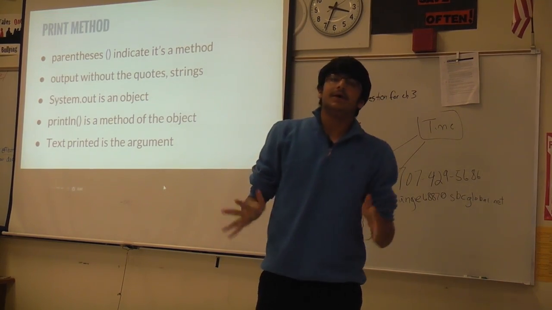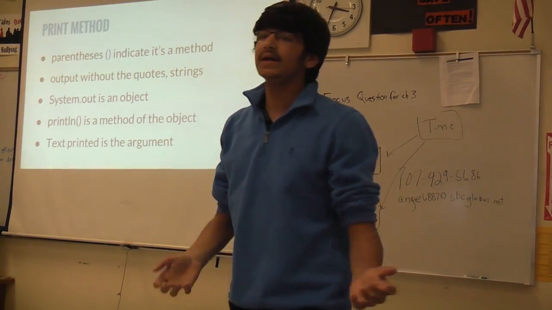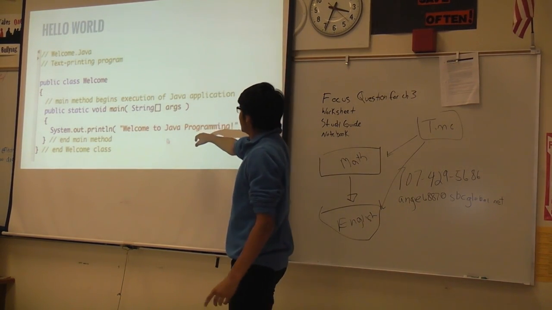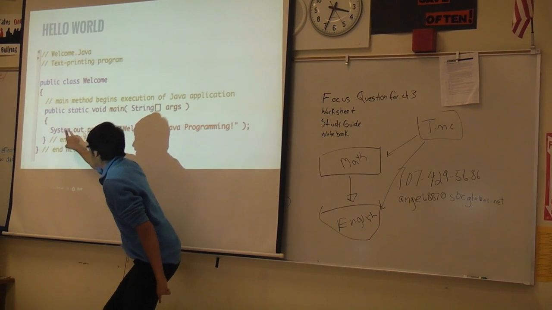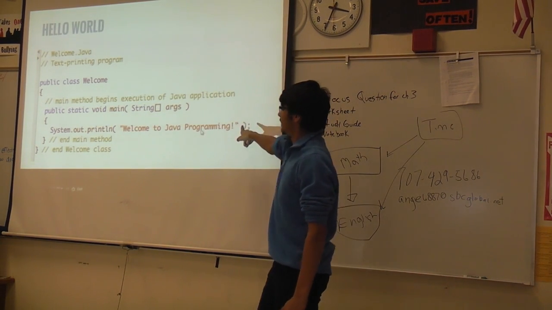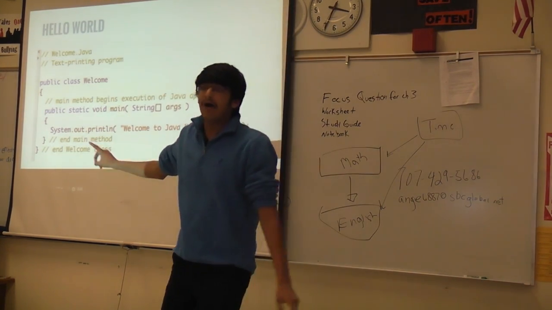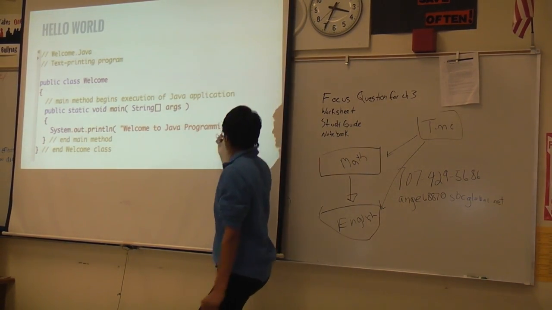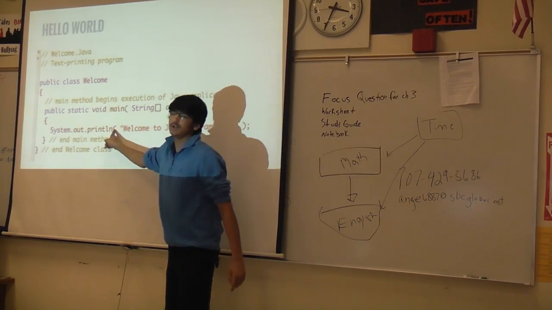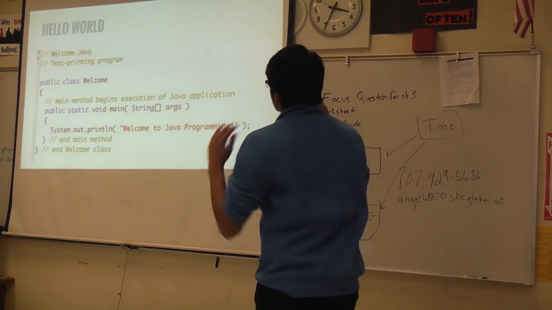Okay, next, the print method. The method we previously saw was the main method, and this is the print method, which is inside of the main method. If you see the print method over here, it's this line: System.out.println, parentheses, "Welcome to Java programming", semicolon. These are double quotes. If you recall, the outcome came out as Welcome to Java programming without the quotes, and that's something you have to remember. This is a method. How do we know it's a method? Exactly, there are parentheses over there which show that it's a method.